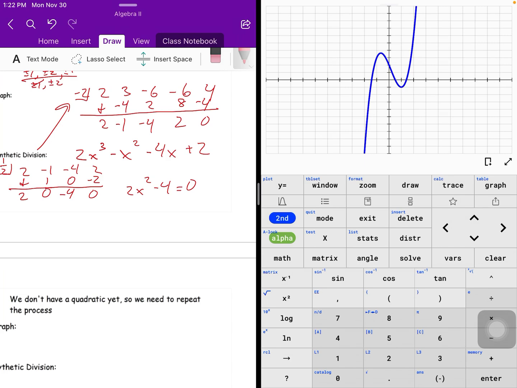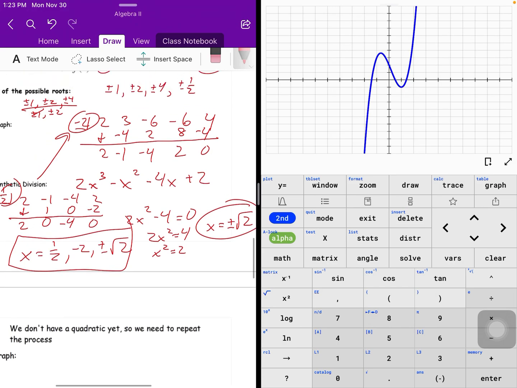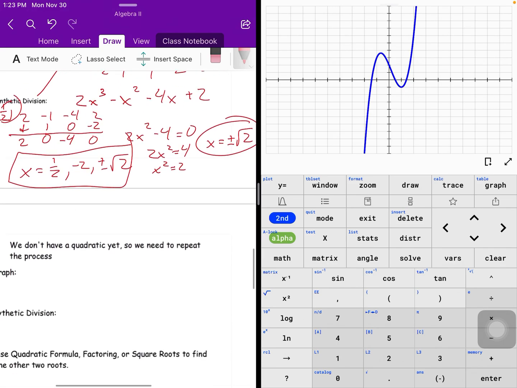Now, I'm not going to do the quadratic formula this time. I'm just going to solve by square root. So 2x squared equals 4. Divide by 2. X squared is equal to 2. Take the square root, and x is plus or minus the square root of 2. So 1 answer, 2 answers, 3 answers. So my 4 answers are 1/2, -2, and plus or minus the square root of 2. How did I know there was going to be a 4th? Because it was x to the 4th power.